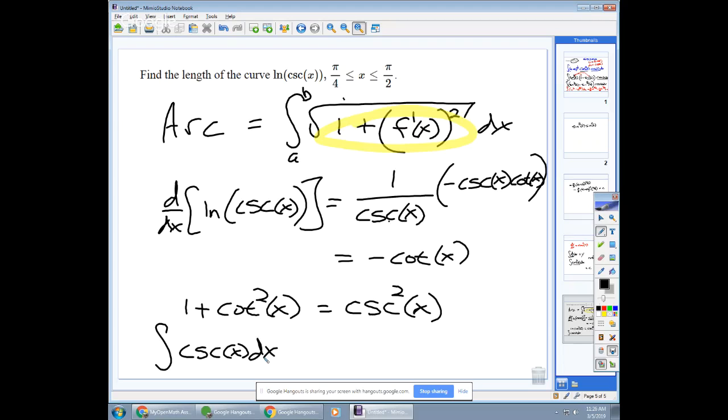This is all inside the square root. So this is inside the square root. 1 plus the cotangent squared is the cosecant squared. We take the square root of the square, and we get the cosecant.